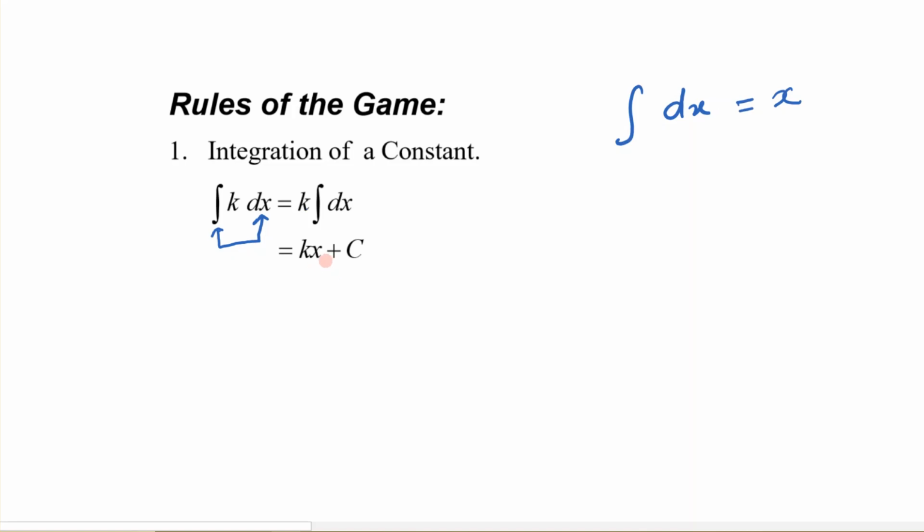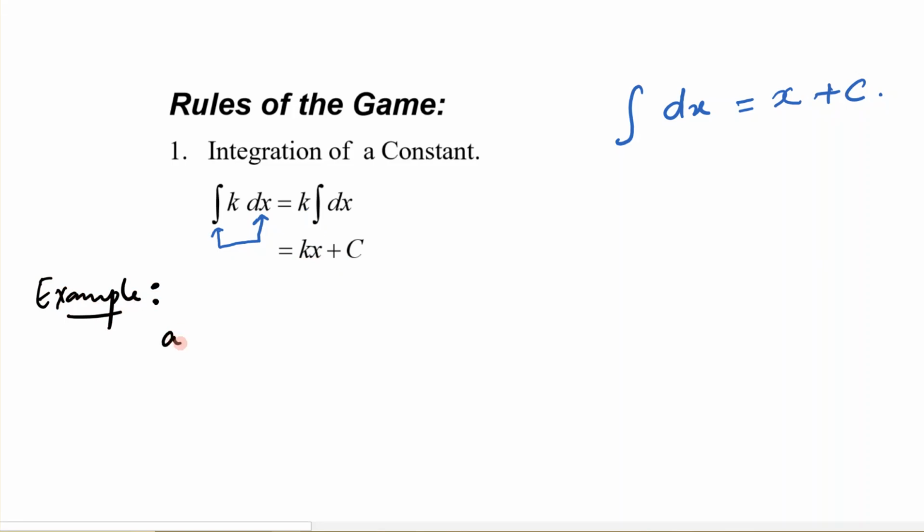But since this is an indefinite integral, we write x plus c. So the integral of k dx would be kx plus c. Let's do a few more examples so you can think of what the integral is going to be.